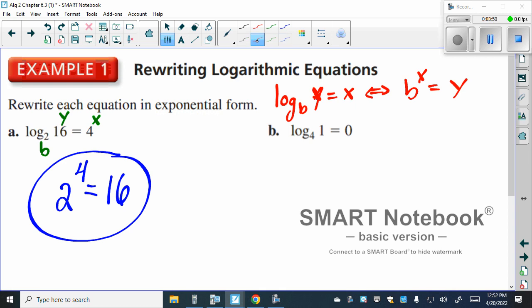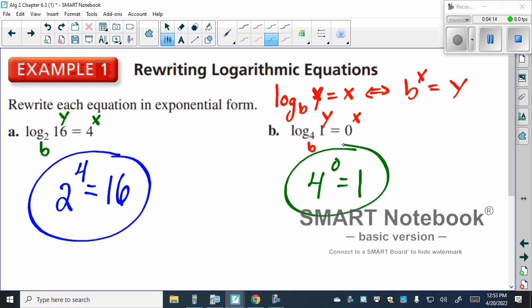Now in the second one here, 4 is where b would be, 1 is where y is, and 0 is where x is. If I want to rewrite this one in exponential form, we would have what? 4 to the 0 equals 1. And that's it. Questions on this here?